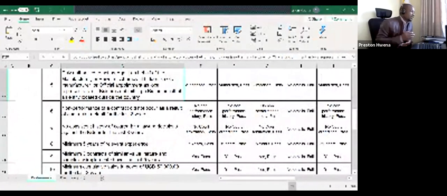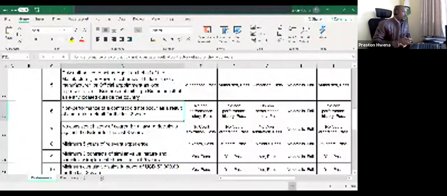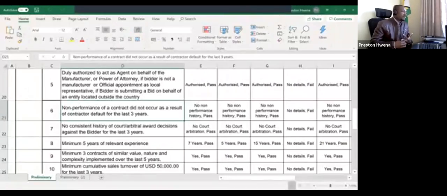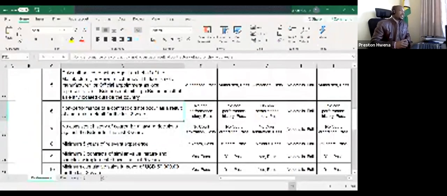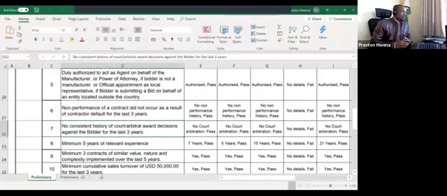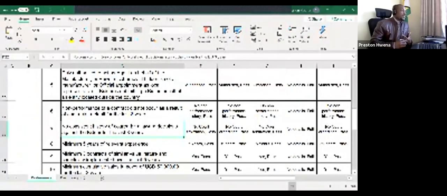Then you find non-performance of contracts. If you have been awarded a contract previously and failed to perform, that negatively affects your current status as a bidder. Then for court or arbitration or award decisions, we normally don't disqualify bidders based on this, but we expect bidders to provide details so that we are aware of the litigation or court processes that will be in proceedings.